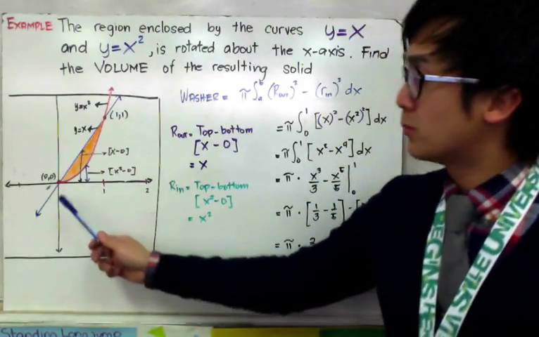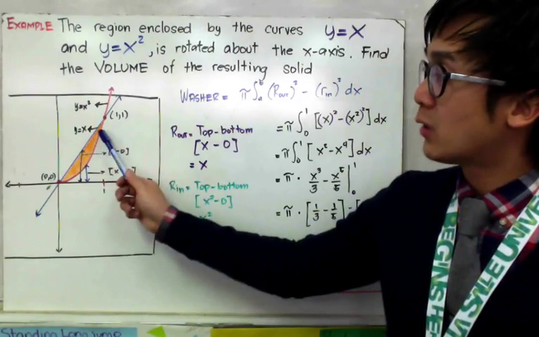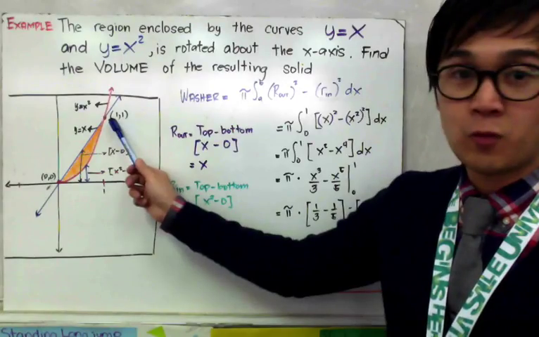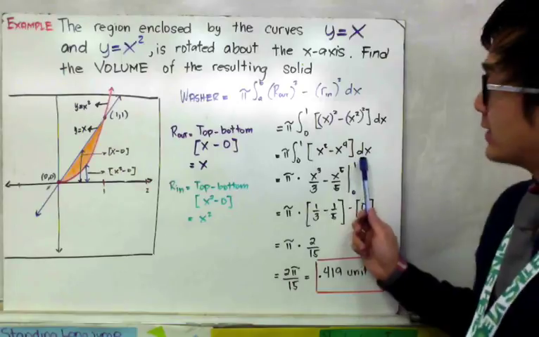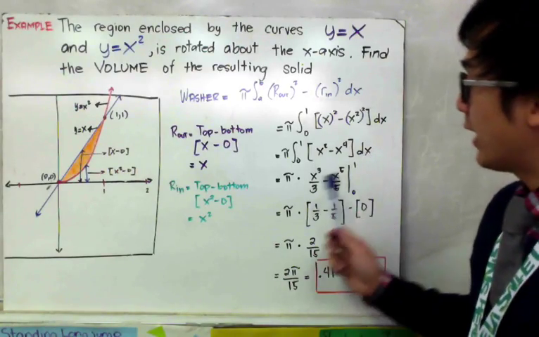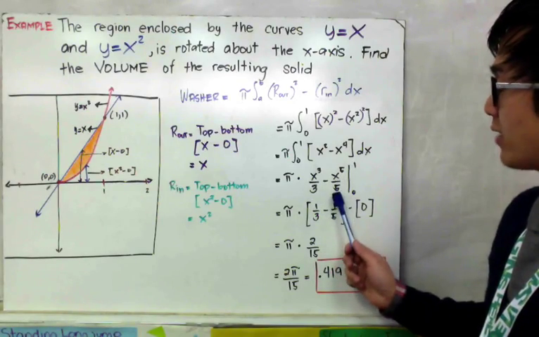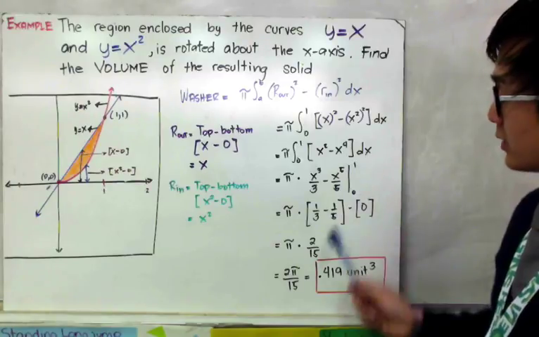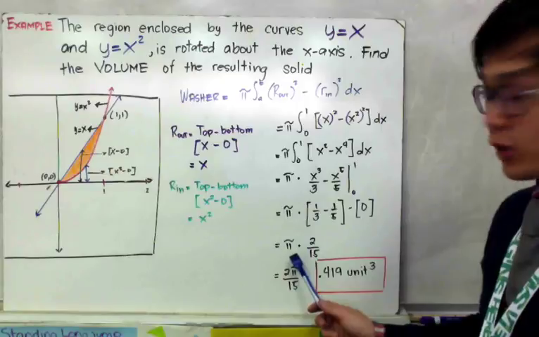So the interval is from 0 to 1, because the point of intersection of the function y equals x and the function y equals x squared gives us an x value of 1 and a y value of 1. Now, plugging into the formula and simplifying your integral, it will give you pi times x cubed over 3 minus x to the 5th over 5, evaluated from 0 to 1, which gives us 2 over 15 multiplied by pi, which is in the formula.